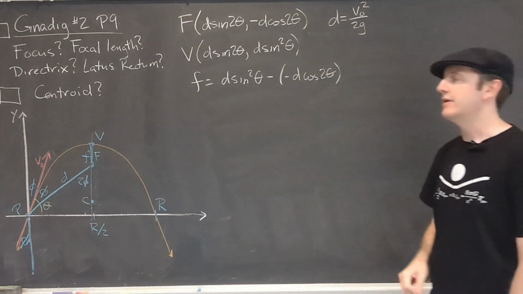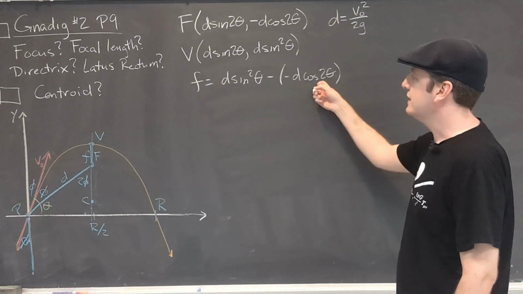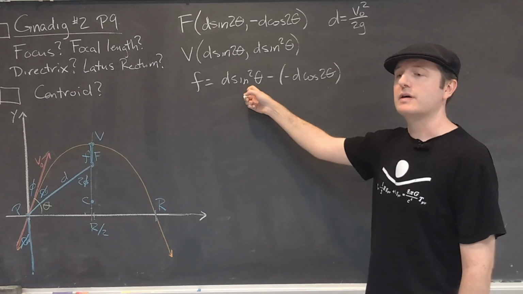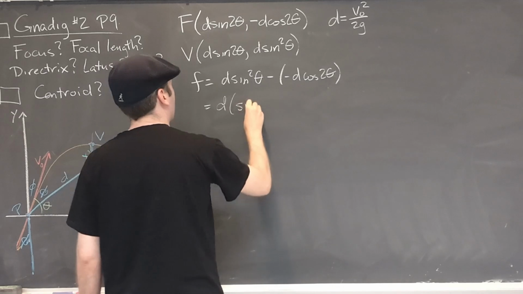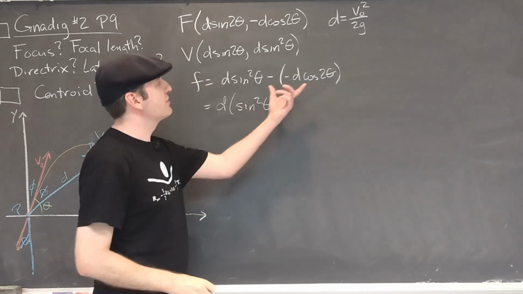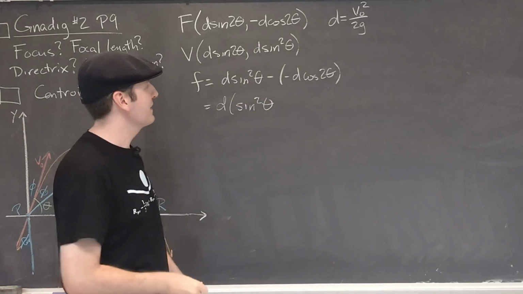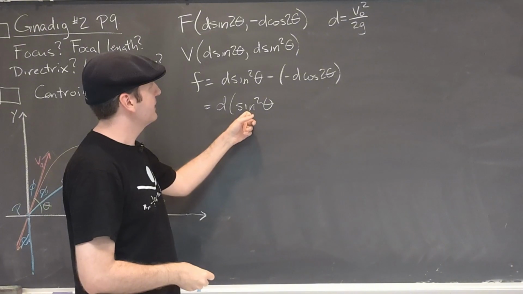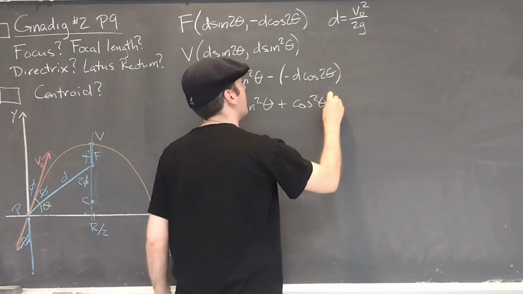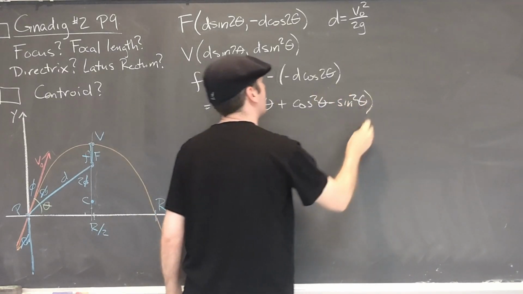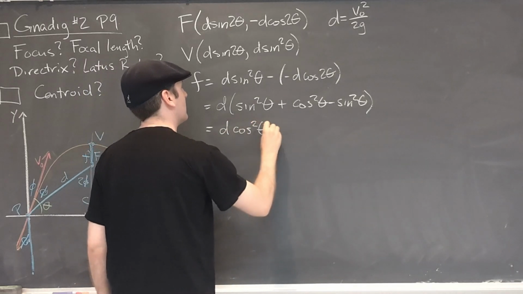Notice I am subtracting a negative there. Let's go ahead and use one of the double angle formulas for cosine, because we've got a nice sine squared here that we might be able to combine this with. Now there's a bunch of double angle formulas for cosine 2 theta, and so I want one that'll play nicely here. Let's go ahead and use the one that is cosine squared minus sine squared. Sure enough, the sine squareds cancel out, and I end up with d cosine squared theta.